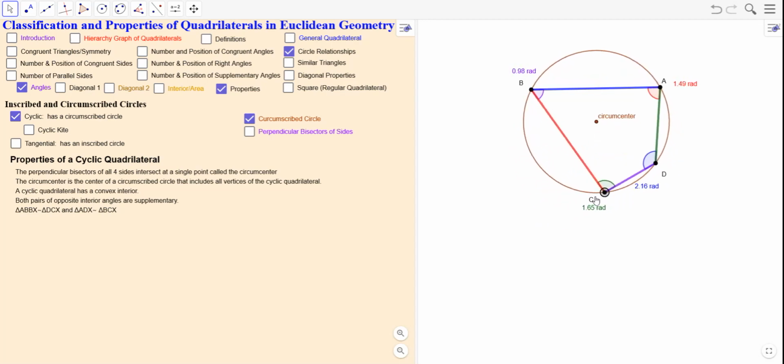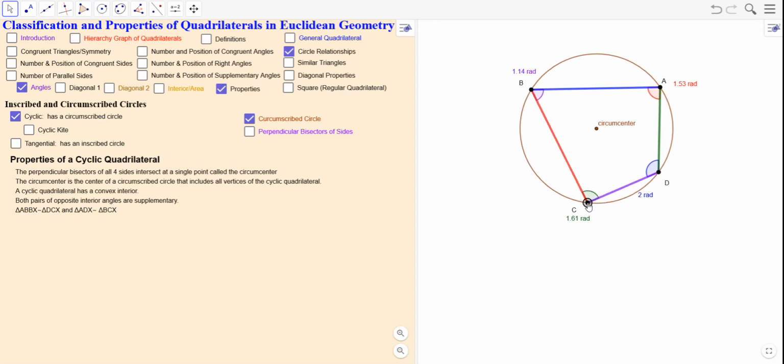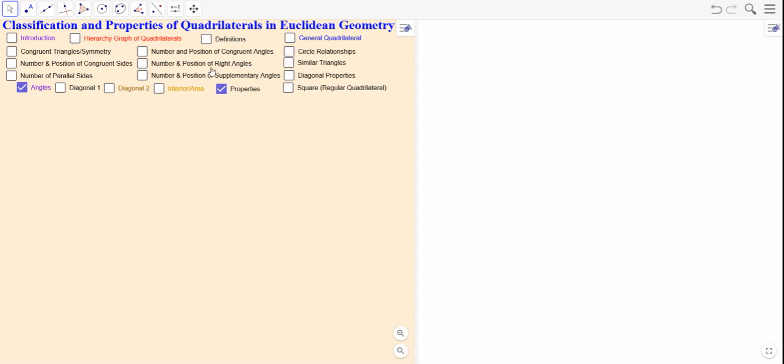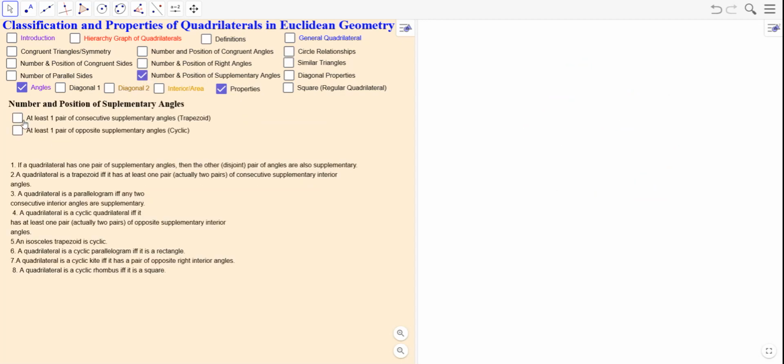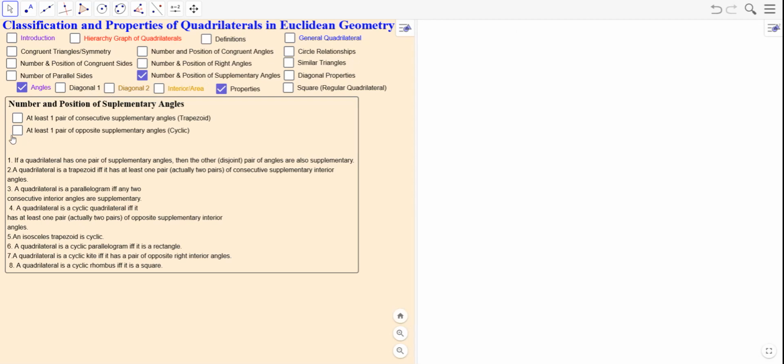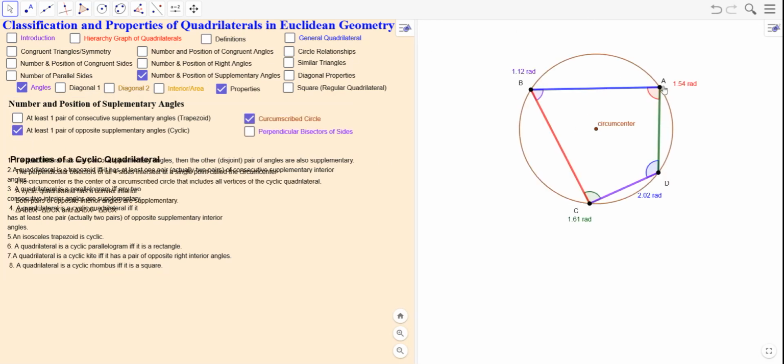So that's an interesting setup. It turns out that if we look at supplementary angles, if a quadrilateral has a pair of opposite supplementary angles, then it has to be cyclic, the one we were just looking at. It turns out it has to be opposite there.